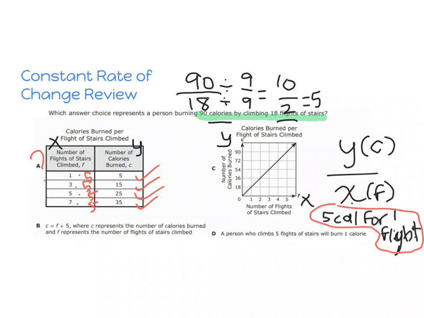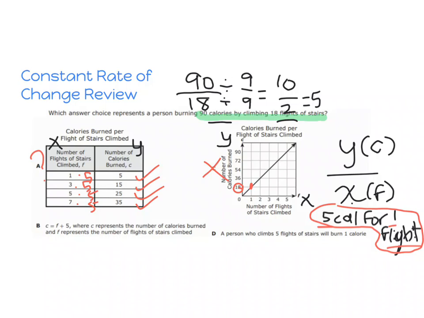Let's see if we can figure out why the other ones are wrong. Here, if I look at the very first point, it says for one flight, which is what I have here in my constant rate of change, I should only have 5 calories. Well, this says 18, so that's why C's out. That one's saying 18 calories for every flight of stairs.